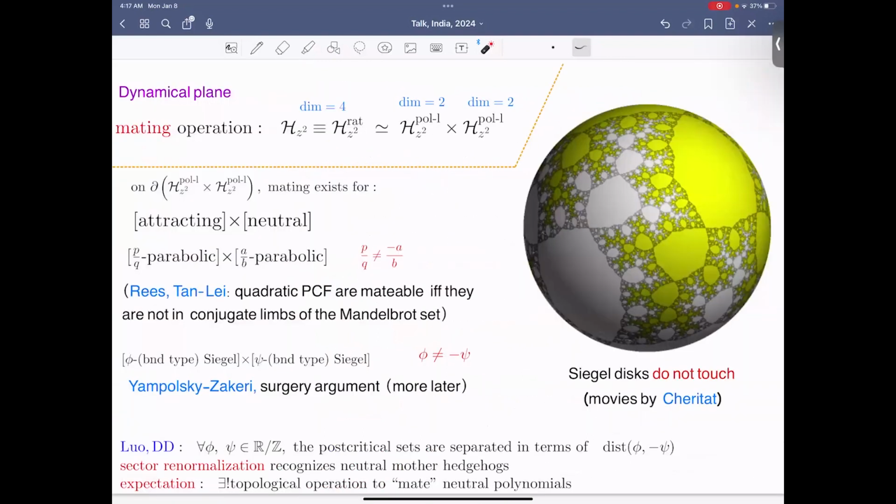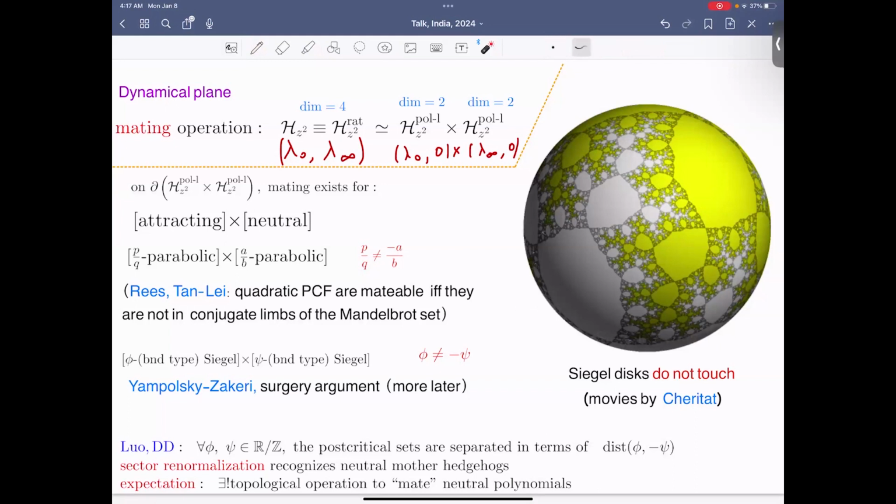Okay, so let me also mention the dynamical plane. We may view our hyperbolic component of the square in the space of rational maps as the mating of polynomial hyperbolic components. On the level of multipliers, this would mean that we have multipliers of 0 and infinity, and we split them into lambda 0 and lambda infinity, at least on the level of the multipliers.